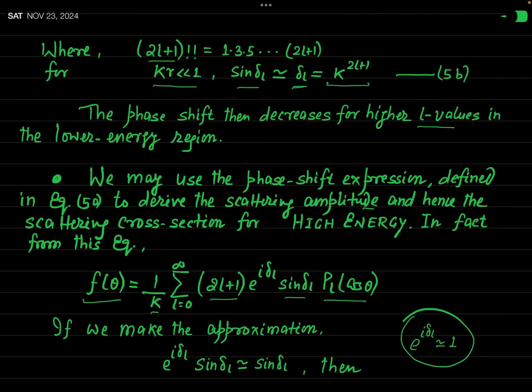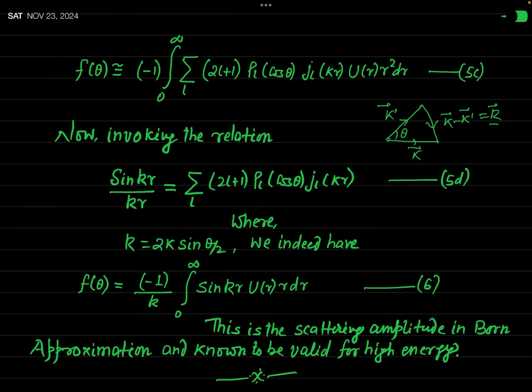Now, if we make a particular approximation that e to the power i delta L is almost equal to 1, then you can say that e to the power i delta L times sine delta L will be almost equal to sine delta L. And then what will be this f of theta? f of theta will be minus 1 times integral from 0 to infinity, summation (2L+1) P_L of cos theta j_L(kr) times U(r) r squared dr. Actually, here I have used the previous result.